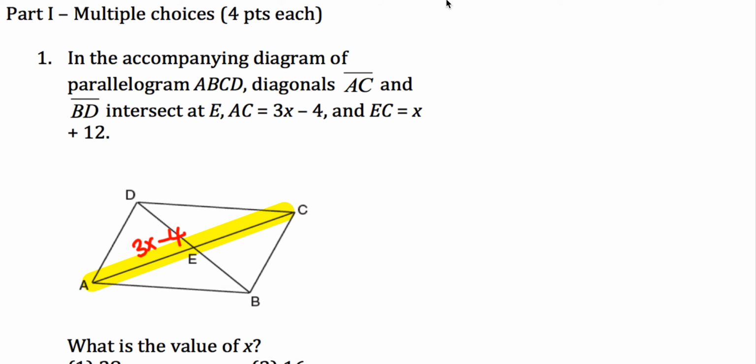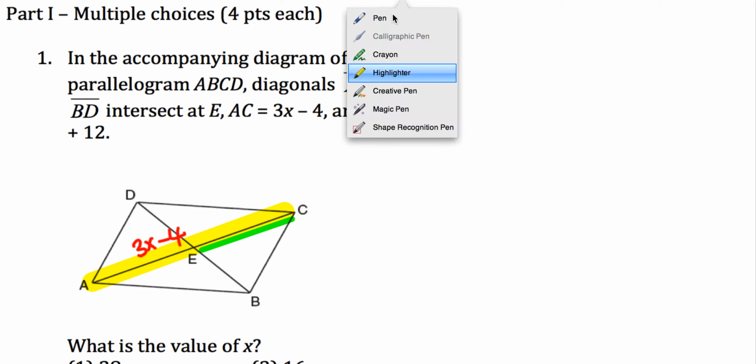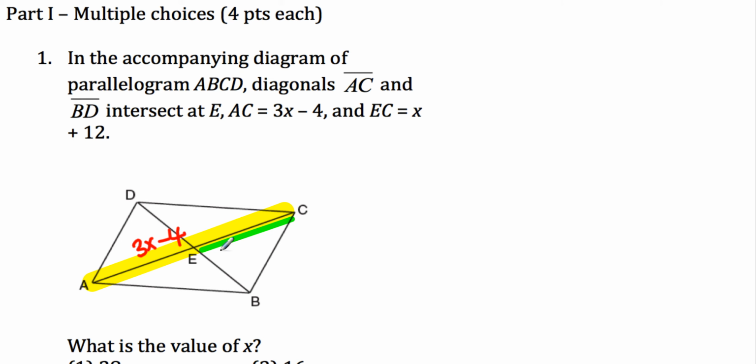Now EC, in this case, talking about from here to here. In fact, that green line segment is a half of the yellow one. And we get to realize that that must be equal to x plus 12. Then what is the value of x? Notice that this green line segment has to be the half of the other one. So the equation which we can write up is 3x minus 4 is equal to 2 times x plus 12.